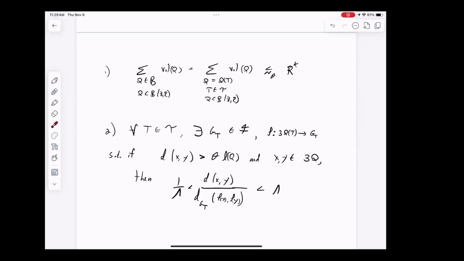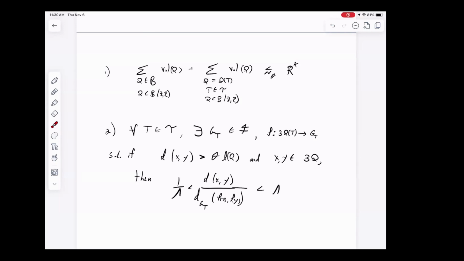So you need a mapping from the root, from triple the root, to my good set, such that the distance in my metric space is approximated by the distance in this good set up to this fixed constant lambda, right? But I don't want this for any pair of points. I just want it for points that are well separated inside my tree. Okay, so this is what it means.